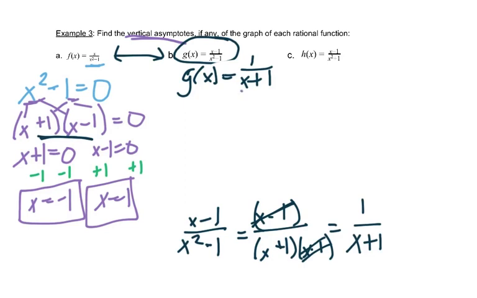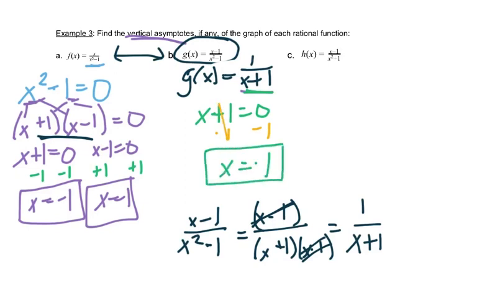So now we're ready to start with a denominator here. We'll do x plus 1 equals 0. I'll subtract 1 from both sides and get x is equal to negative 1. And that's the only vertical asymptote in that problem. Alright, so let's look at the next one.